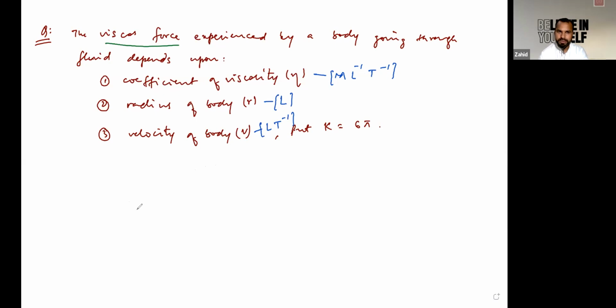I'm defining a relation initially. First of all, we have to define viscous force. So it will be F is equal to, there should be some proportionality constant k and having dependency over three different factors. So it will be eta raised to x, radius raised to y, velocity raised to z. So this is your first formula related to force depending upon radius, eta, and velocity. Is it clear? Any doubt?